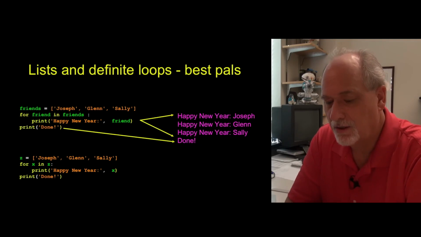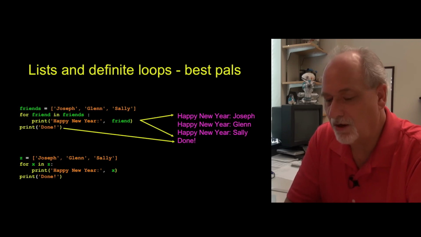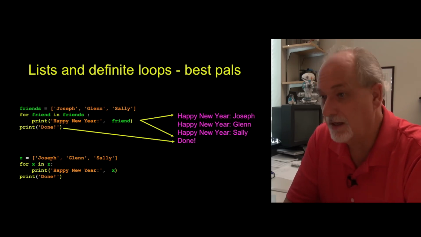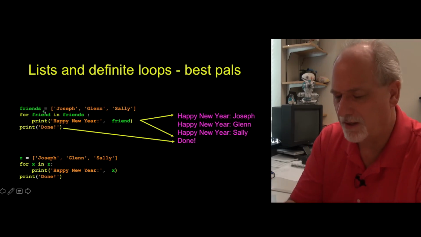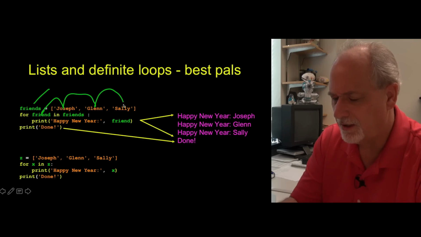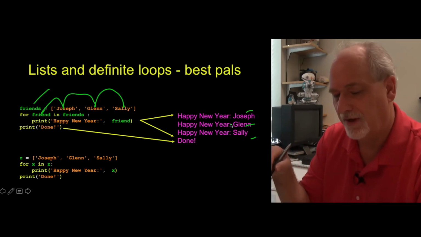So the for statement has been something we use with lists, and when you just need to iterate through the list and go through every item in order, the for is a great way to do that. So friend is our iteration variable, friends is our list variable, and so that says friend is going to successively take on the values Joseph, Glenn, and Sally and print out Happy New Year, Joseph, Glenn, and Sally. It runs 3 times, once for each of the values, and the iteration variable advances.